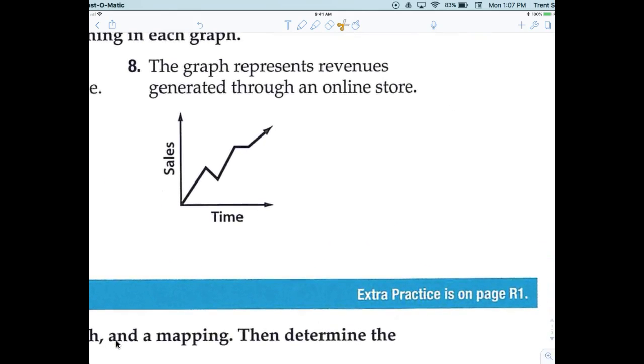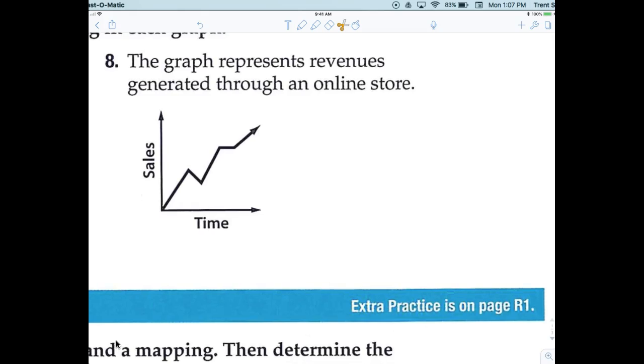Now, let's look at question number 8, because there's a difference here. Because you're going what? Up and what? Down. And staying the same. So what I really want to look at is this is your sales, over here, this is the sales, and this is your what? Time.